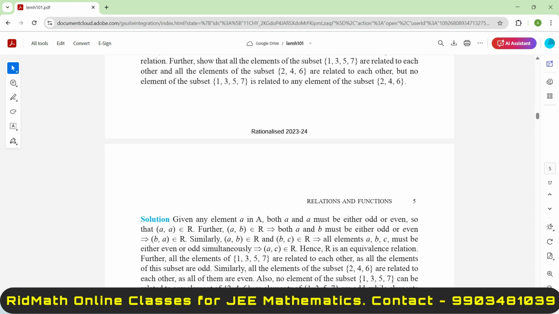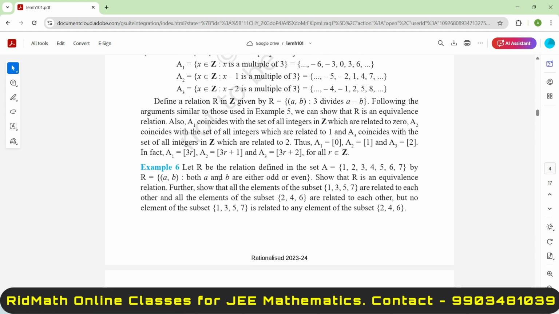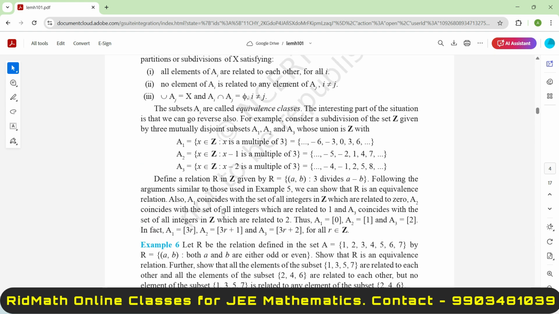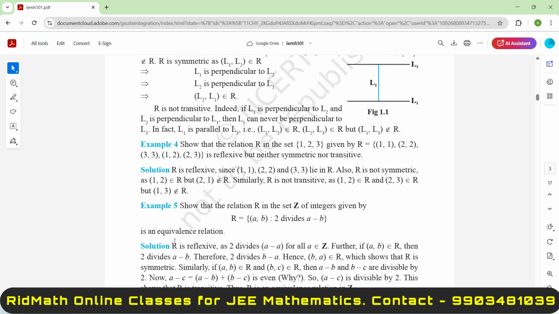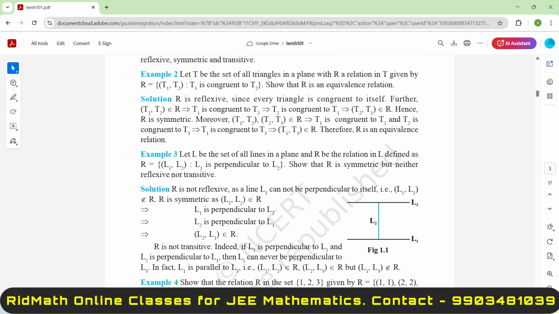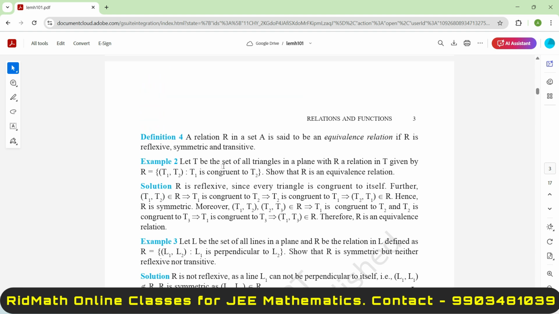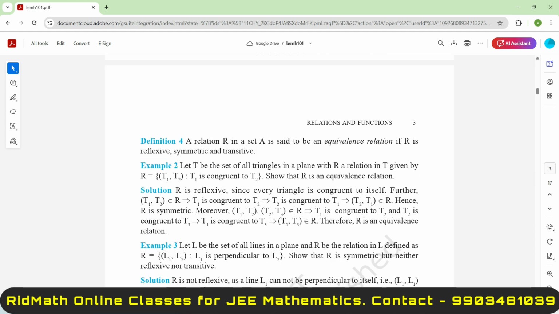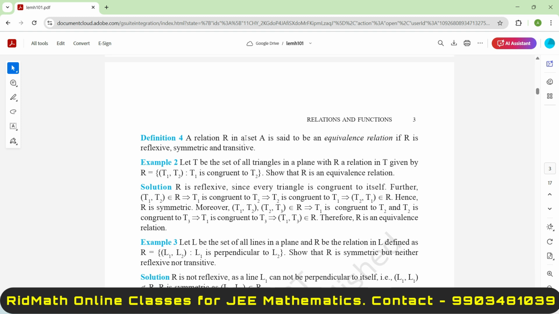Before that, you should look into the examples given here, all the examples and their solutions, and how to solve them. I gave you this example, perpendicular lines. There is also another example of triangles. There are more examples, and this is the definition of an equivalence relation.